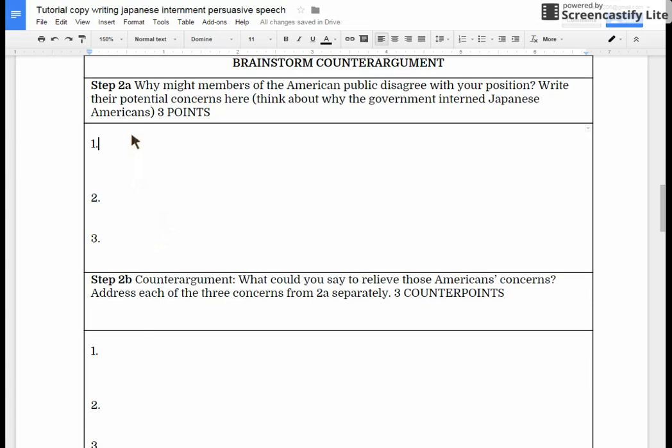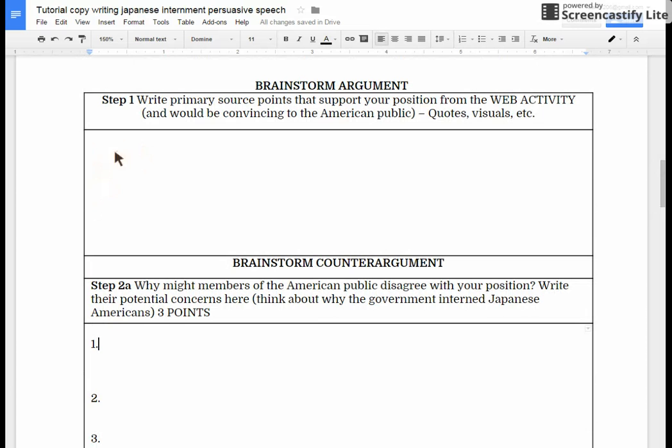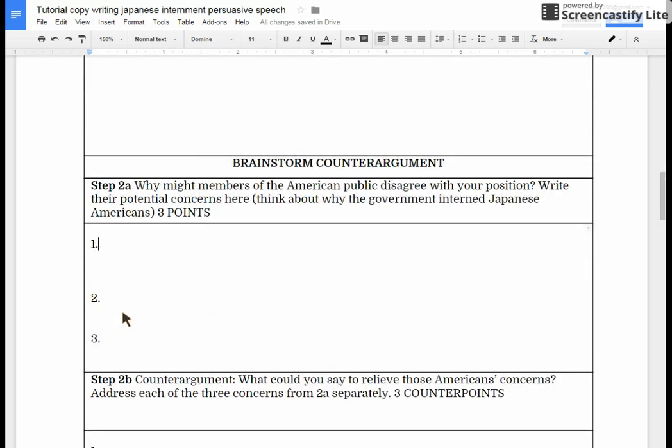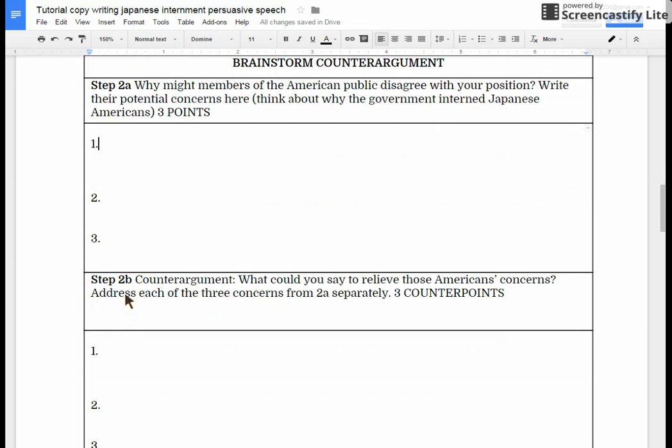This corresponds with one another. 2A corresponds with 2B. 2A, consider this the point, and 2B is your counterpoint. So what you do in a persuasive speech that's a little different than normal writing is, in normal writing, you would just give your evidence and explain why it would convince a particular person that your argument is correct. But in a persuasive speech, you actually need to address the other side's potential arguments and then explain to them why they're wrong. But instead of saying they're wrong, we're going to say that you're going to relieve their concerns.